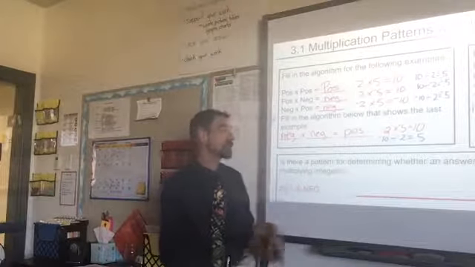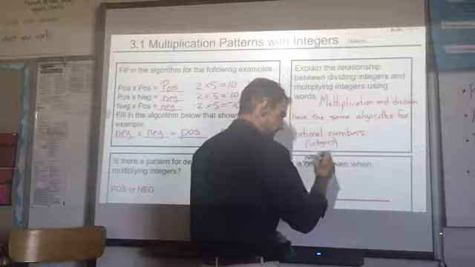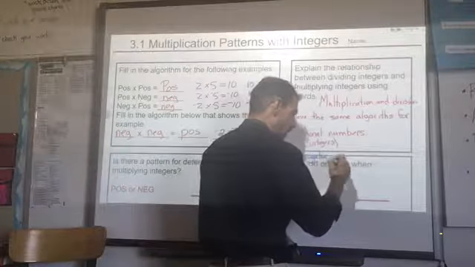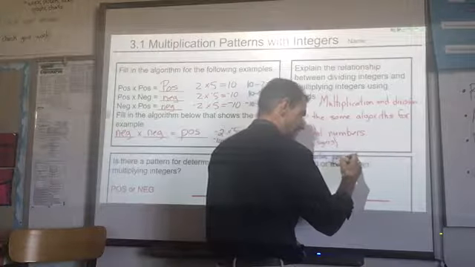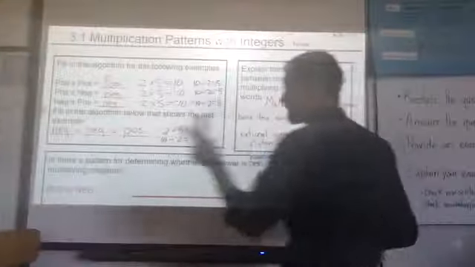So, is there a pattern? Oh yeah, I forgot to do this. Is there a pattern for determining an answer is negative? You need to fix that. Or positive. I don't know why I forgot to correct that. I put odd or even. I must have been tired this morning. So when multiplying integers, yes, there is a pattern. If they're the same, positive. If they're different, negative.